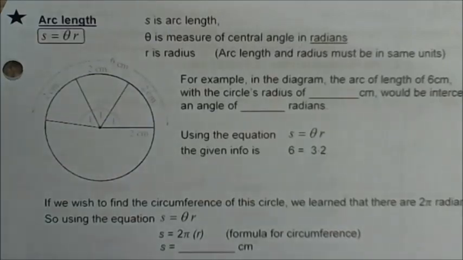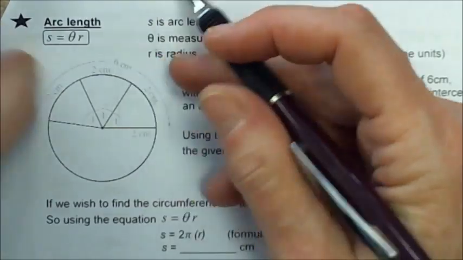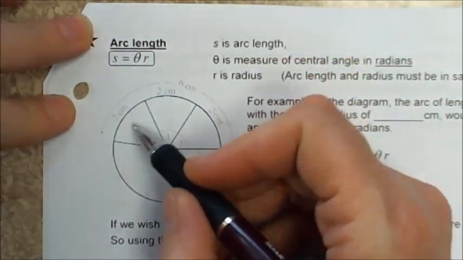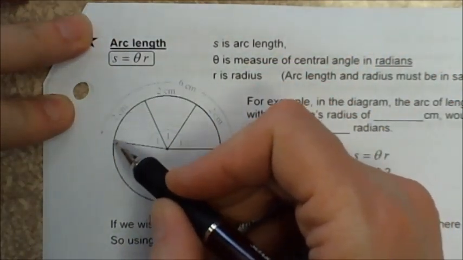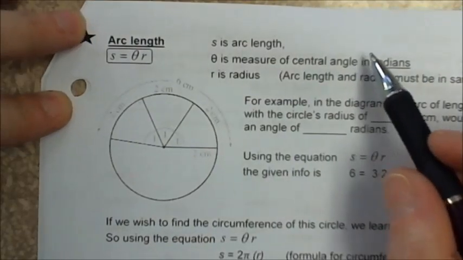Today we're going to talk about the arc length of a circle. We're on page 3 of our chapter 10 notes. Remember that an arc is just a portion of a circle, so any little part of the outside of the circle is called an arc.